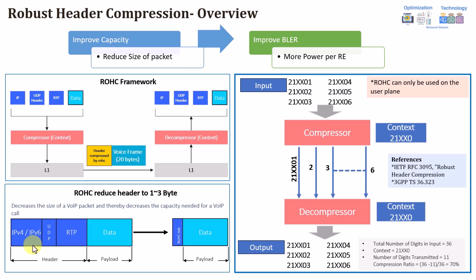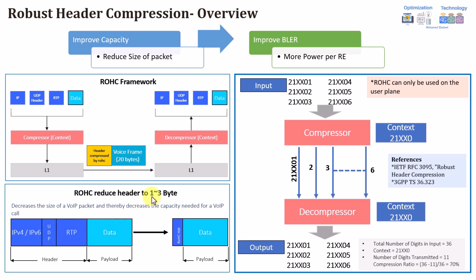And as you can see here, this is what usually happens after the header compression. For example, here you have the larger size of the header, related to IP version 4 or IP version 6. IP version 6 has even larger packets. So usually the robust header compression will reduce it to around 1 to 3 bytes. And if I can recall, usually IP version 4 has around 40 bytes as a size, and IP version 6 will have around 60 bytes.